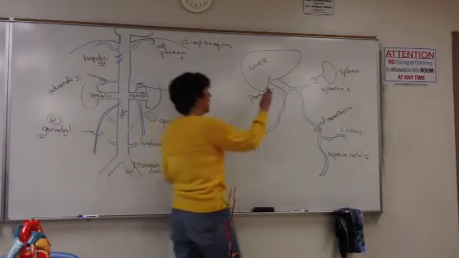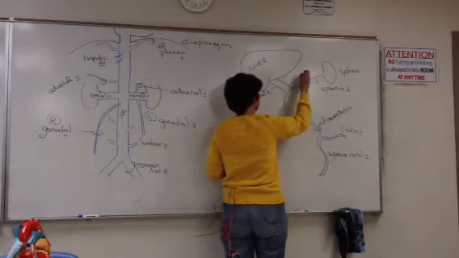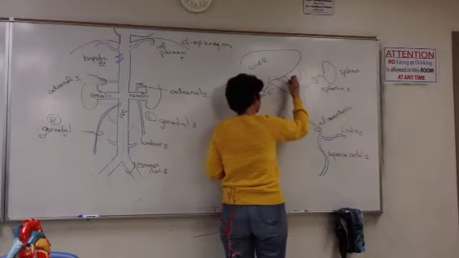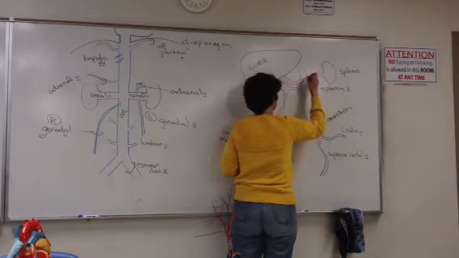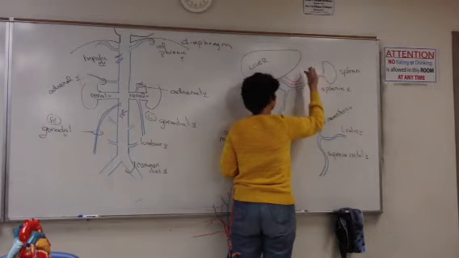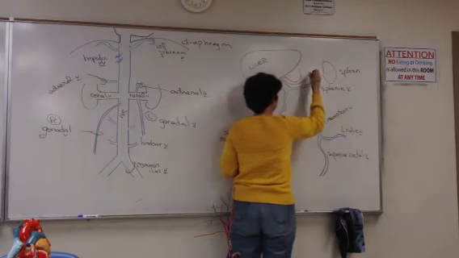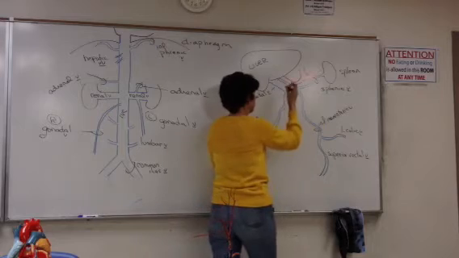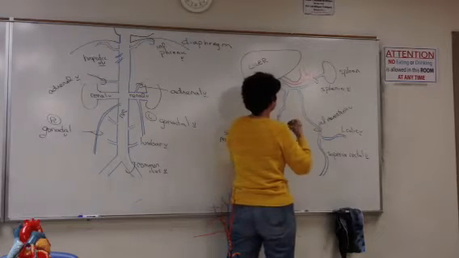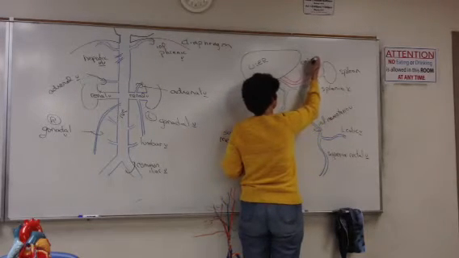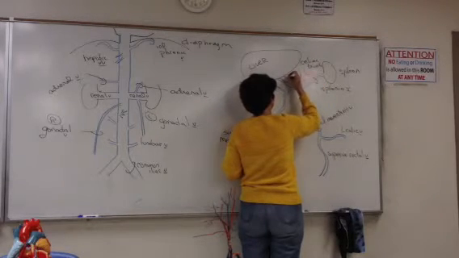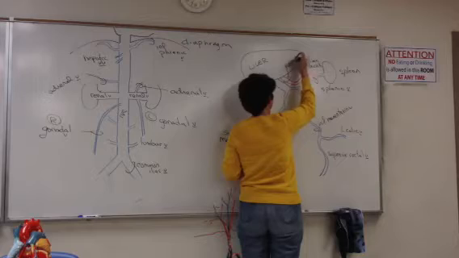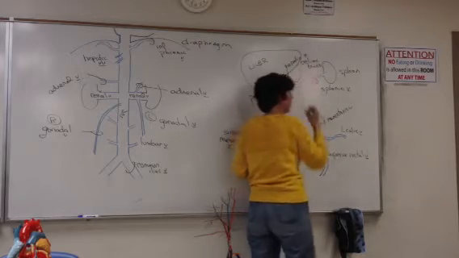So traveling with, coming from the celiac trunk, and traveling with the hepatic artery, we have our left gastric and our splenic. So this would be celiac trunk. Hepatic artery.